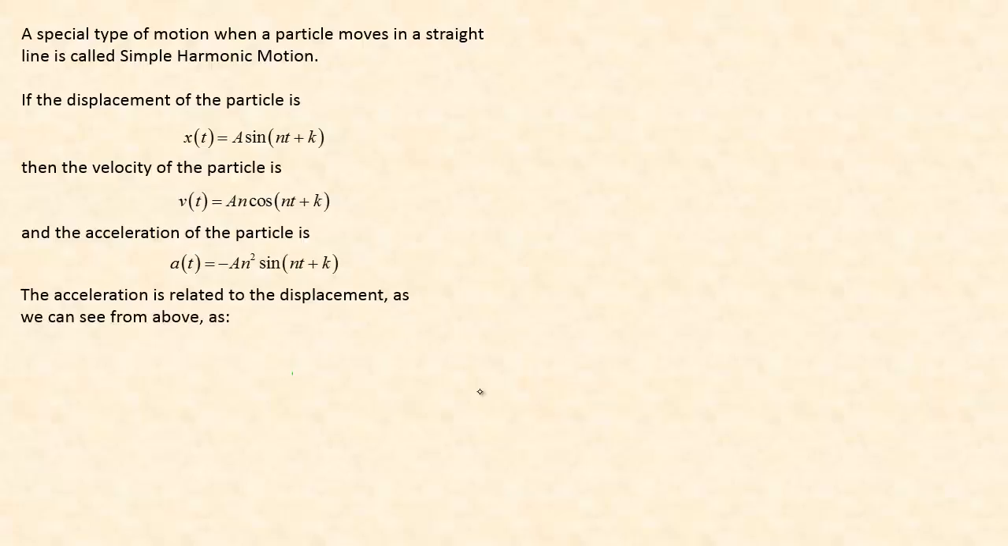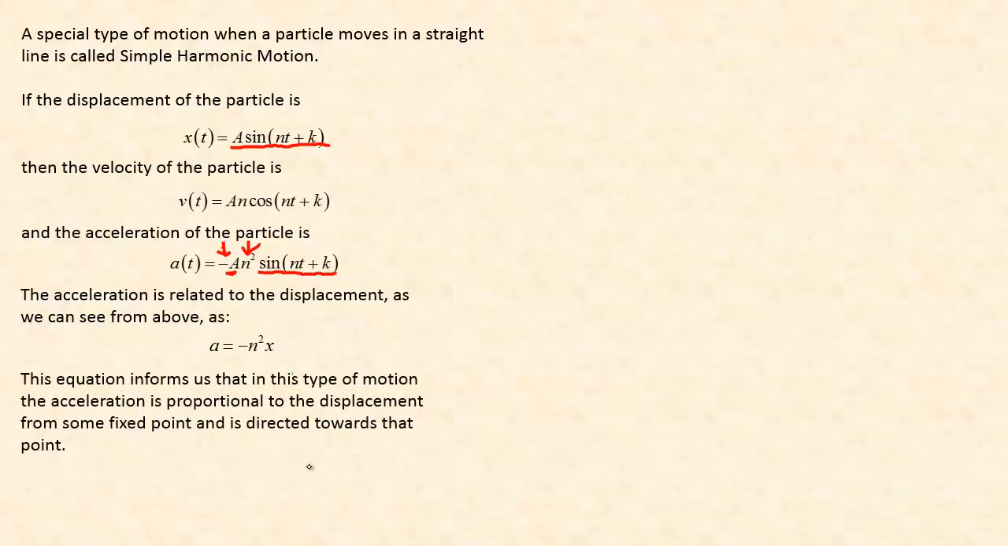The acceleration is related to the displacement, as we can see from above. If we just have a look here, this has a, and it has the sin(nt + k), just like this. So the difference between the a and the x is the negative and the n squared. So we can say that a is negative n squared x.